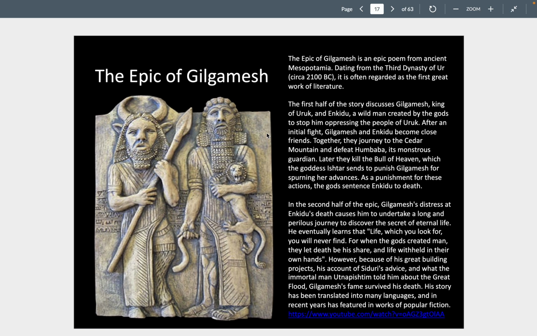But mostly what we find is this: we find that there is no permanence. There is no permanence, and eventually everything must die. So the Epic of Gilgamesh is important not only as the first poem, but also because it tries to deal with death and non-being.